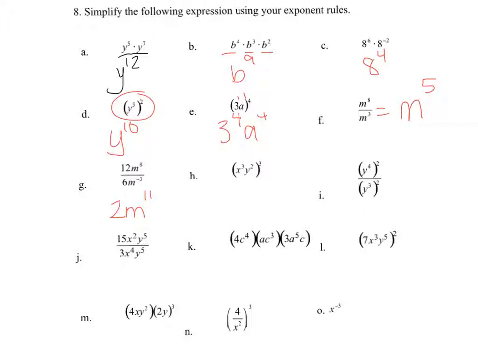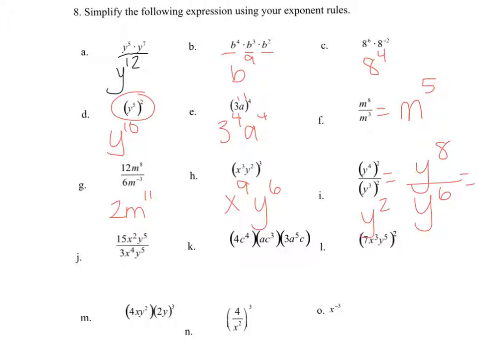H is distributing the 3 again, so we should get x to the 9th, y to the 6th. Order of operations for letter I, we need to multiply the 2 times the 4 to get 8 total y's being multiplied together on top, 6 on bottom, and that reduces to a total of y to the 2nd because 8 minus 6 is 2.